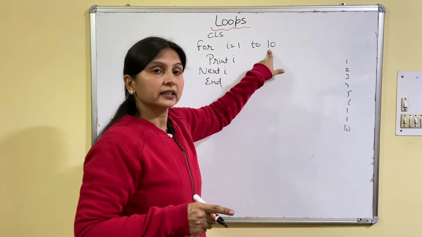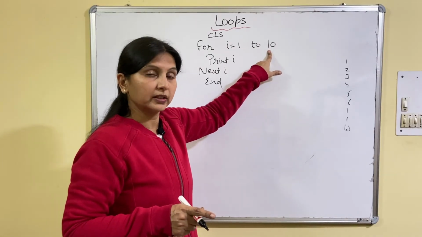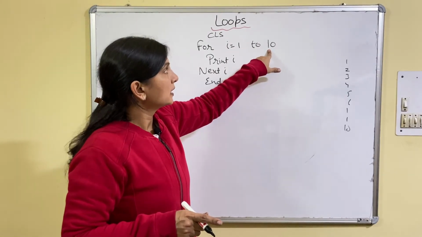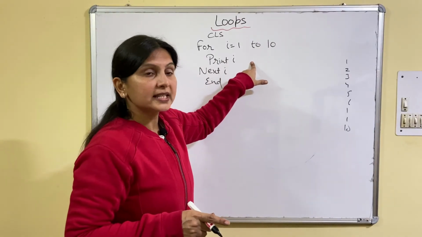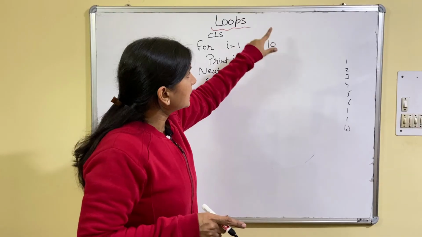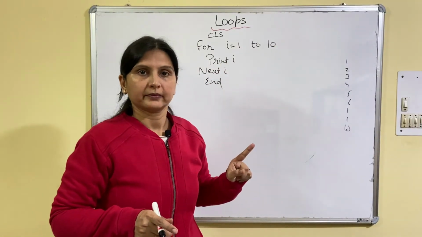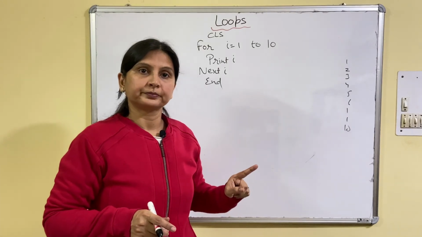Condition will be checked. 11 less than equals to 10. No, condition will be false. So it will not go inside, it will not enter inside the for loop. It will come out of the loop and end the program. I hope it is clear now.